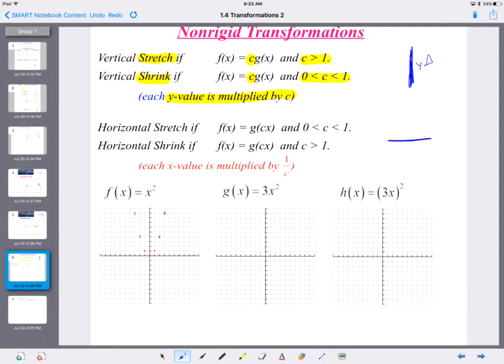So if you're moving this way, what are you changing? Well, your x value is then changing. So look again where your multiplier is. It's being multiplied by the x value.